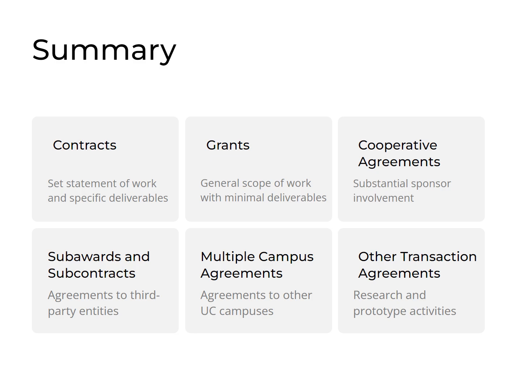A subaward is a third-party agreement to fund a portion of the scope of work of the prime award and includes subgrants. Subcontracts are issued under a contract for a third party to perform research or activities in return for a set statement of work or deliverables. Multiple campus agreements, or MCAs, are agreements between two UC campuses that transfer a substantive portion of a project under a prime award from one UC campus to another. An other transaction agreement, or OTA, is a legally binding instrument that may be used to engage industry and academia for a broad range of research and prototyping activities.